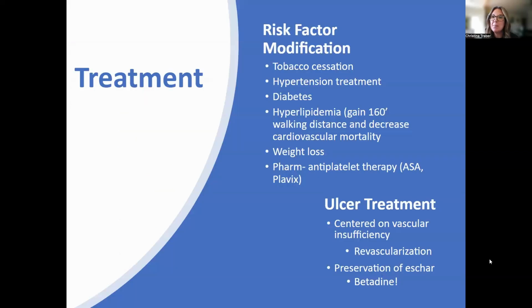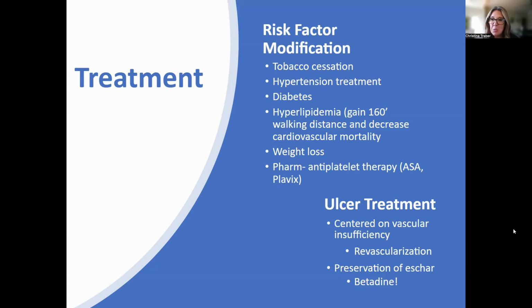Unfortunately, because the reason that they're having these ulcers is due to a blood flow issue, there's not anything that we're going to put on a wound that's going to magically make it heal. So the mainstay of the treatment is really trying to get some kind of blood flow back. So it's risk factor modification, so tobacco cessation, making sure that their blood pressure and their diabetes are controlled. Often they'll be treated with aspirin or Plavix to kind of thin their blood to help with any cholesterol issues or problems with blood flow in that way. Well, if they're overweight, weight loss would be helpful. But again, the treatment of the ulcer is really centered on vascular insufficiency. So trying to get them revascularization.